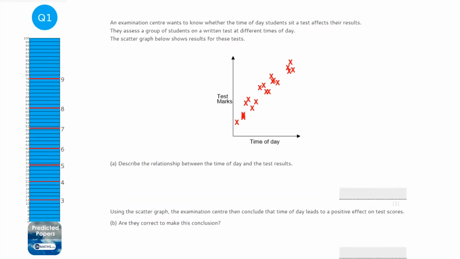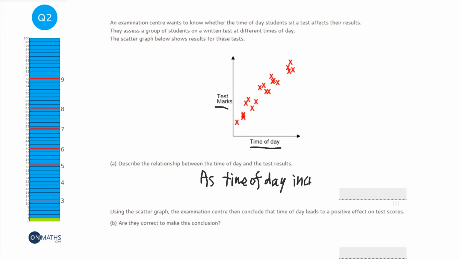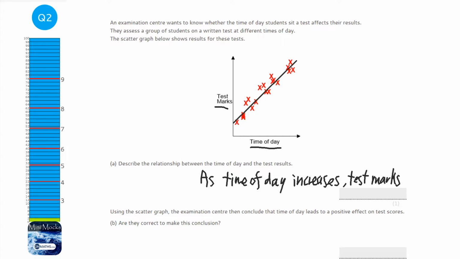When you're asked to describe the relationship between two things on a scatter graph, the sentence you need to write is, as this one increases, this one either increases or decreases. So as time of day increases, test marks increase, and because they're going up, it's a positive correlation.